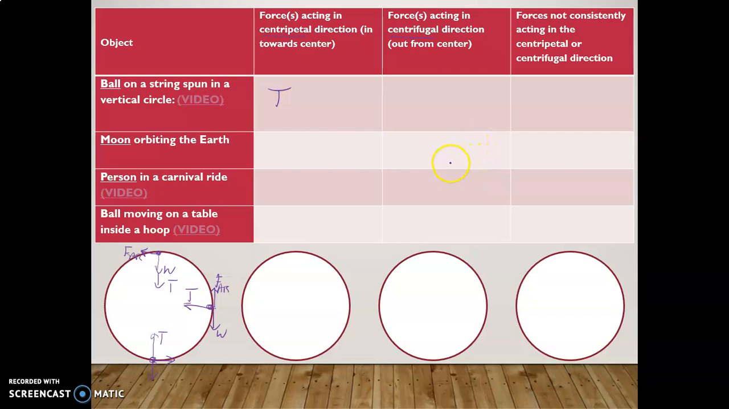There's no force that's consistently acting out from the center. There's not any force here or here acting out from the center. Down here we do have weight that you can't really see, but that's none. And then we have the force of gravity, which is also called weight, or air resistance. Alright, and we didn't come up with anything for here. We'll leave that blank. And now let's move on to the moon orbiting the Earth.